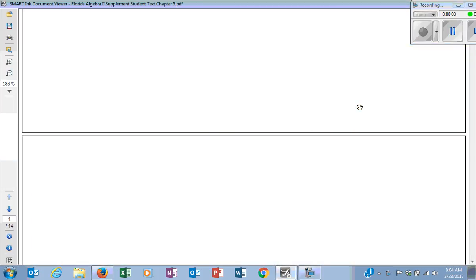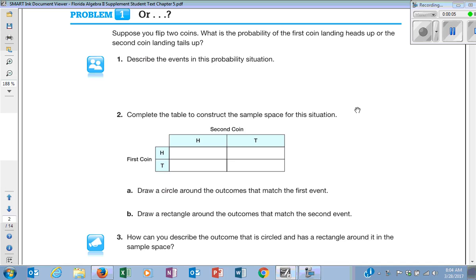Activity 5. Go ahead and do this first problem. Suppose you flip 2 coins. What is the probability of the first coin landing heads up or the second coin landing tails up? We have talked a little bit about this yesterday. We said that "and" is a little bit easier and normally has less chance of happening. When we do this with "or," it's going to have a greater chance of happening, but we're going to have a little bit more work to do with it.